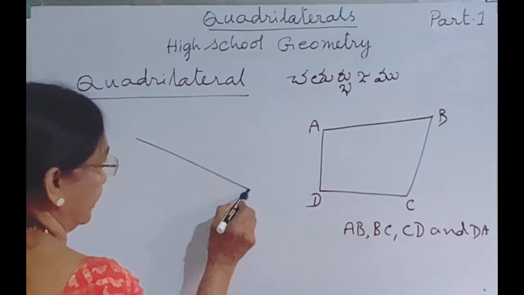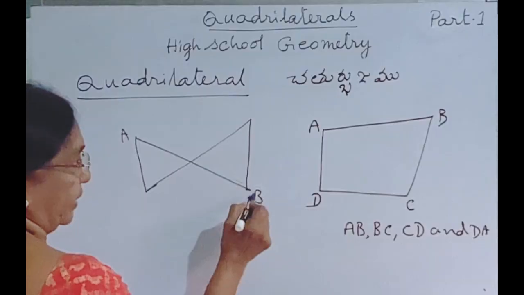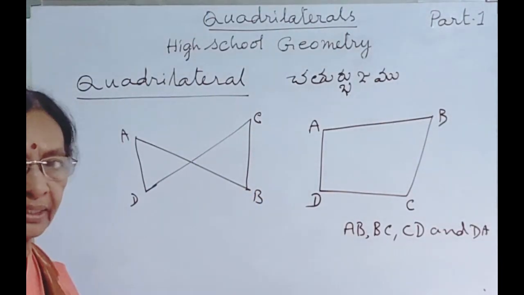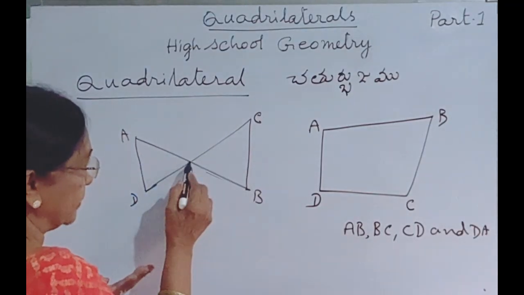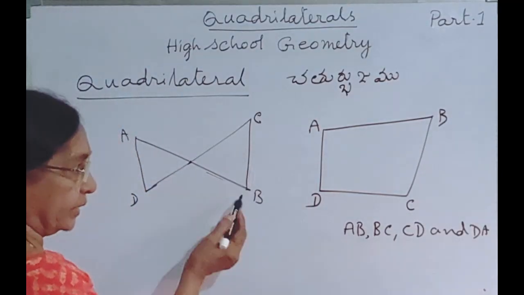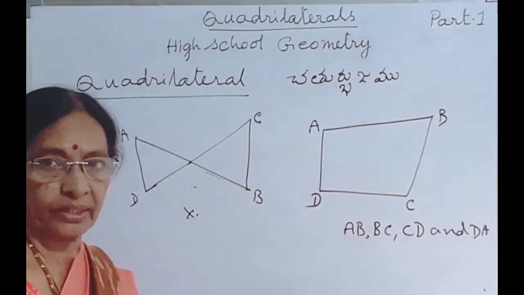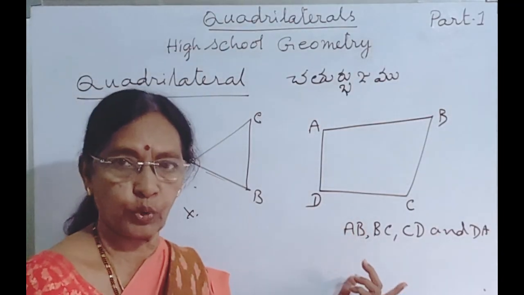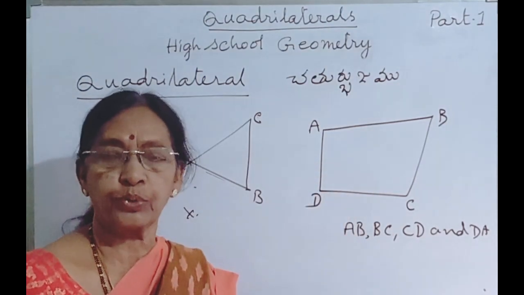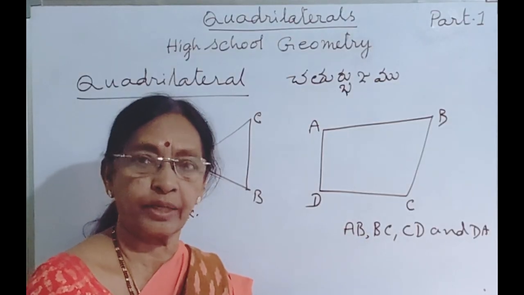If the line segments meet like this, AB, BC, CD, DA, 4 line segments, but here the 2 line segments are meeting at a point other than the end points. Therefore this is not a quadrilateral. This is the quadrilateral. So quadrilateral is a simple closed figure formed by 4 line segments such that no 2 lines intersect at any point other than their end points.